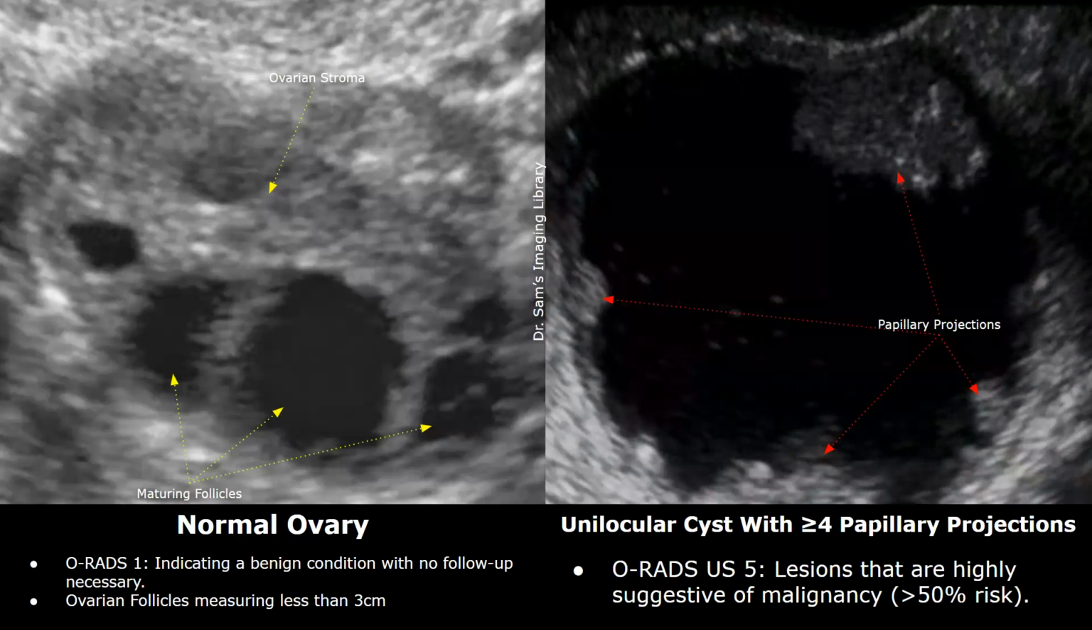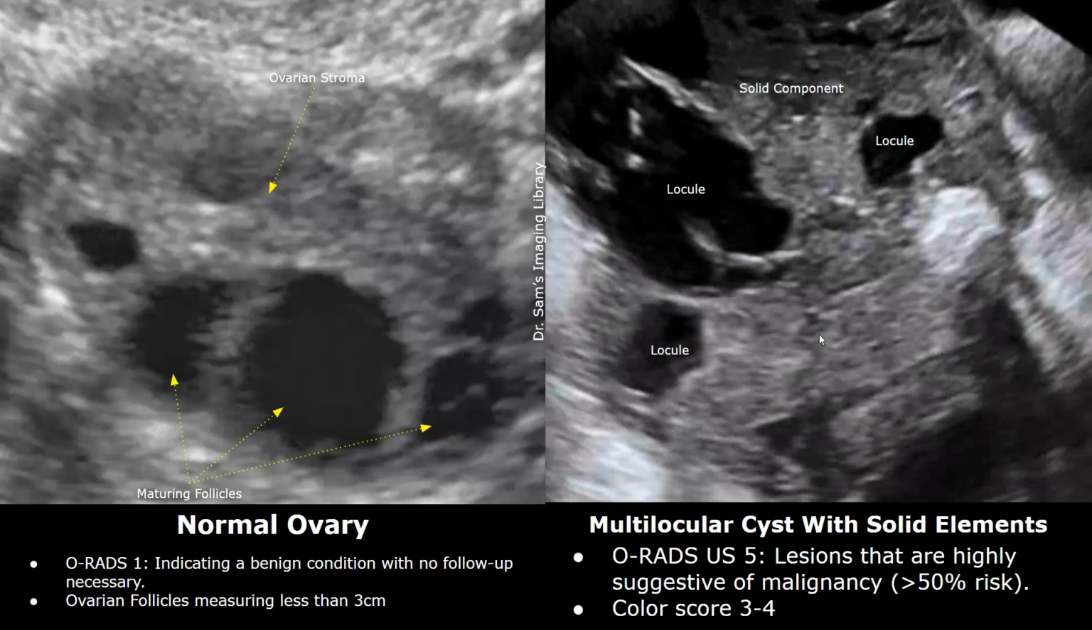O-RADS 5 includes lesions that are highly suggestive of malignancy with a greater than 50% risk. This includes a unilocular cyst with 4 or more papillary projections. Here we can see 4 papillary projections in a unilocular cyst. So this is an O-RADS 5 lesion.